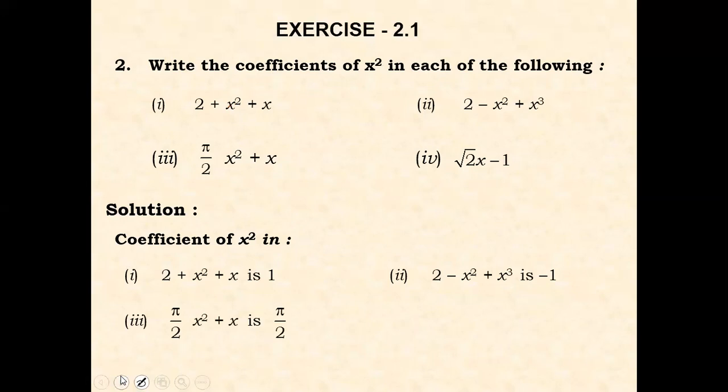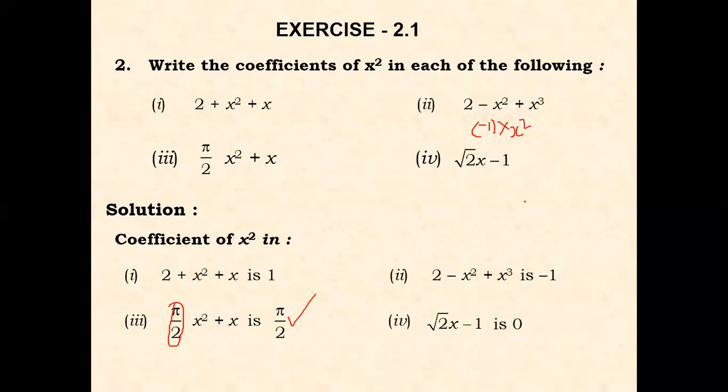In case of the second part, we have -1 here because minus x square can be assumed as -1 multiplied with x square, positive x square. So it becomes minus x square. So you can assume here -1. So the coefficient will be -1 itself. Now in case of the third part, you can see pi upon 2 x square plus x. Here x square is being multiplied with pi upon 2. So we have pi upon 2 as the coefficient of x square.